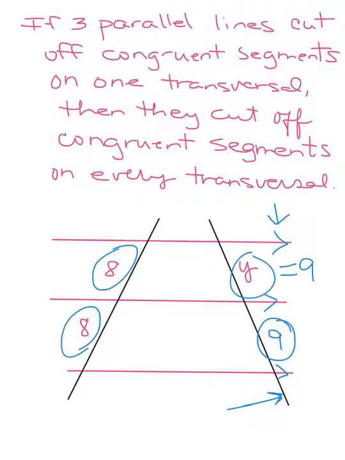One thing to notice on this, it means that each transversal cuts off congruent segments, but these segments are not necessarily congruent to each other. So notice this side has a value of 8, and that side has a value of 9, which is okay. You just have to be careful.